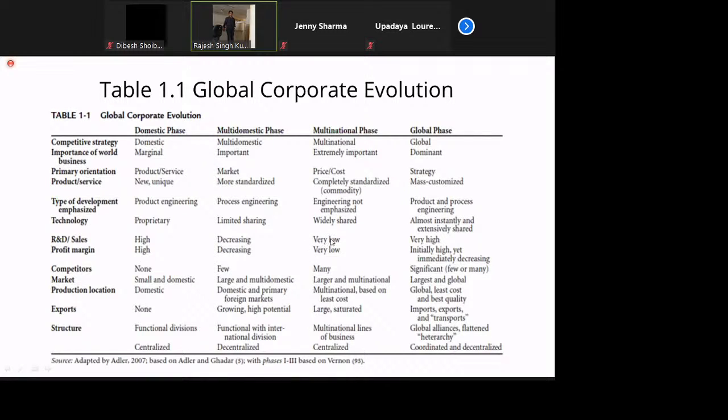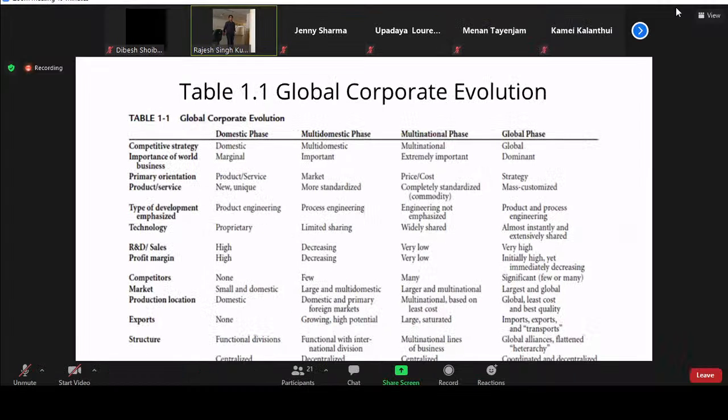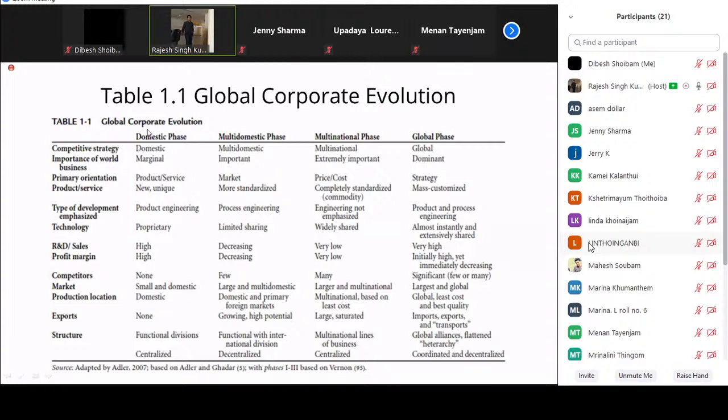I'm using two tables. These two tables sum up everything, the phenomena and the characteristics for each phase. If you look at the global dimension of a company, prior to being a global company, a company goes through a domestic phase. That is, it looks at the domestic market and caters to the demands of the domestic market. We call it the domestic phase.